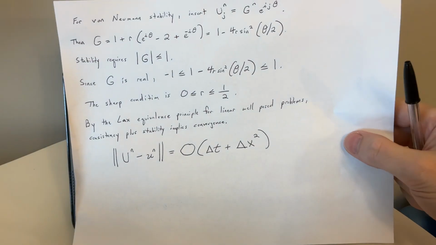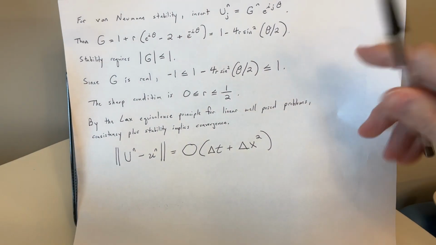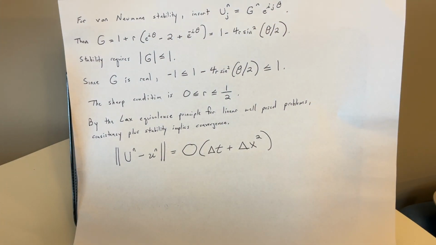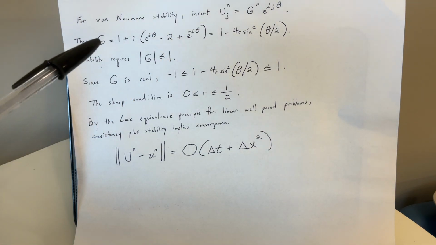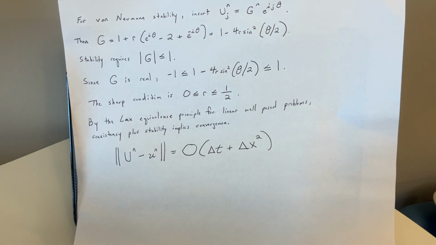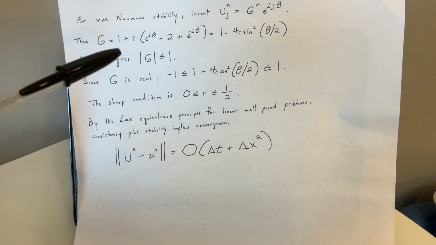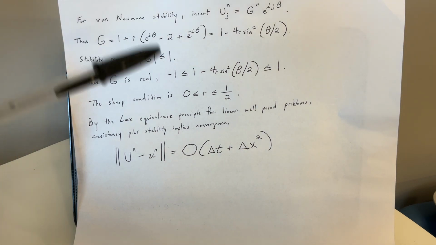So for the von Neumann stability, what we do is we insert u sub j to the n equals g to the n e to the I j theta. Then our g equals 1 plus r times the quantity e to the I theta minus 2 plus e to the negative I theta. And that equals 1 minus 4r sine squared theta over 2. And stability is going to require that the absolute value of g be less than or equal to 1.